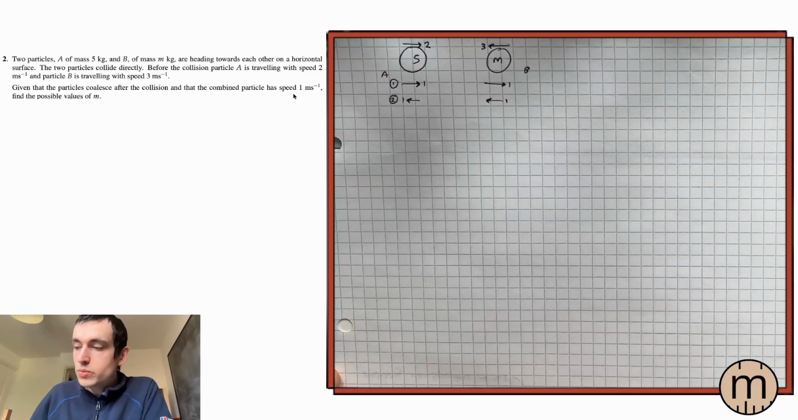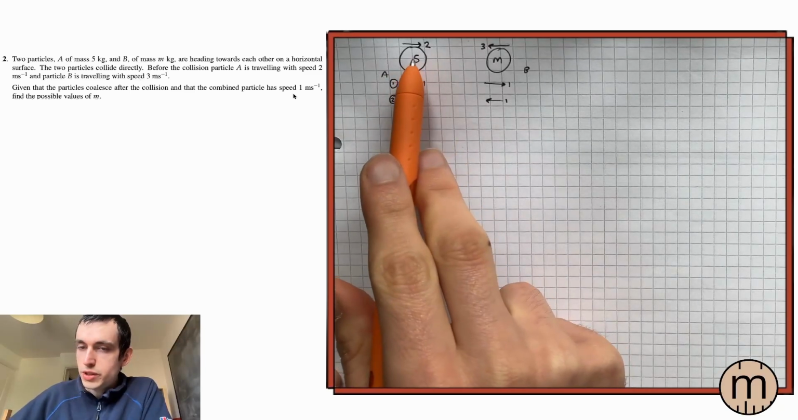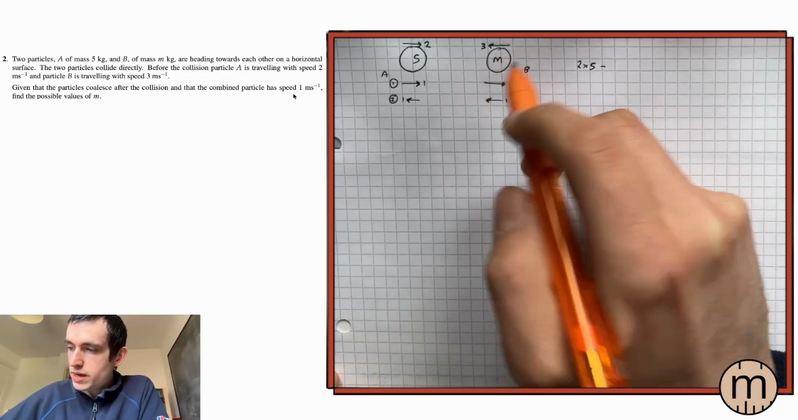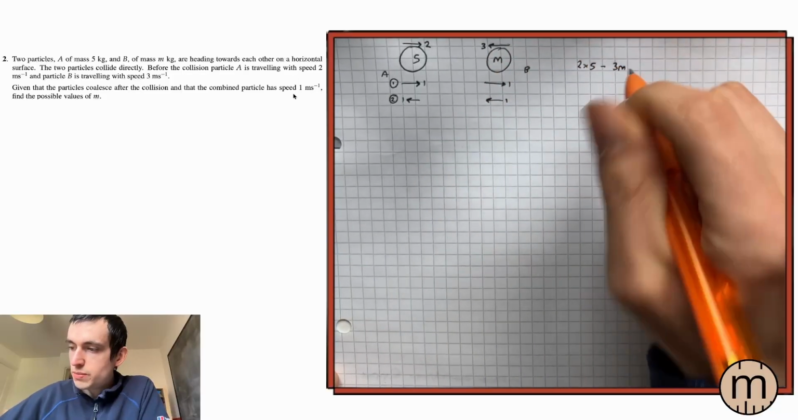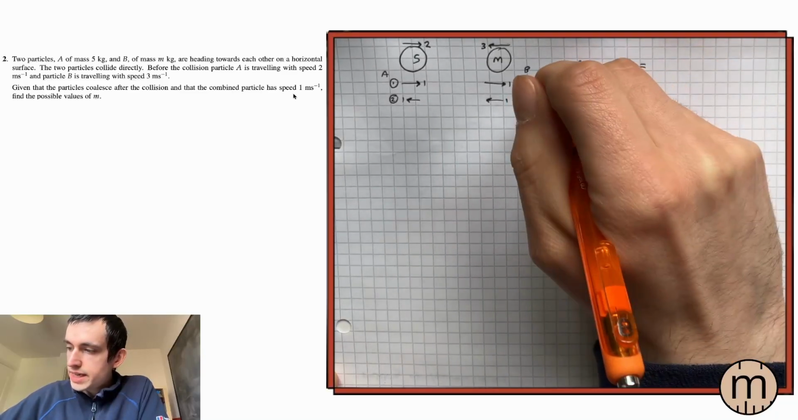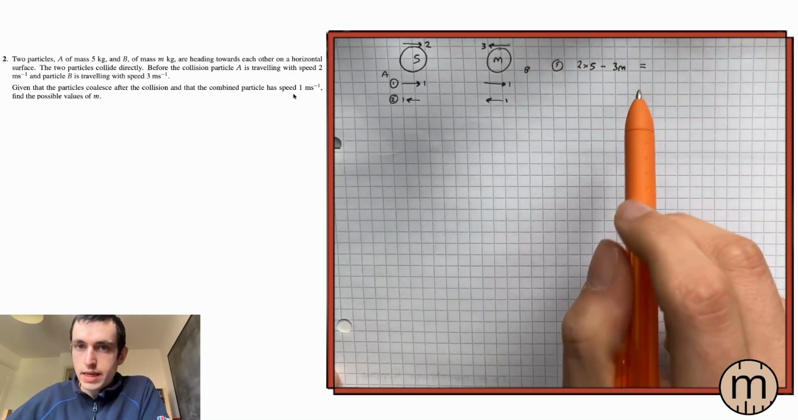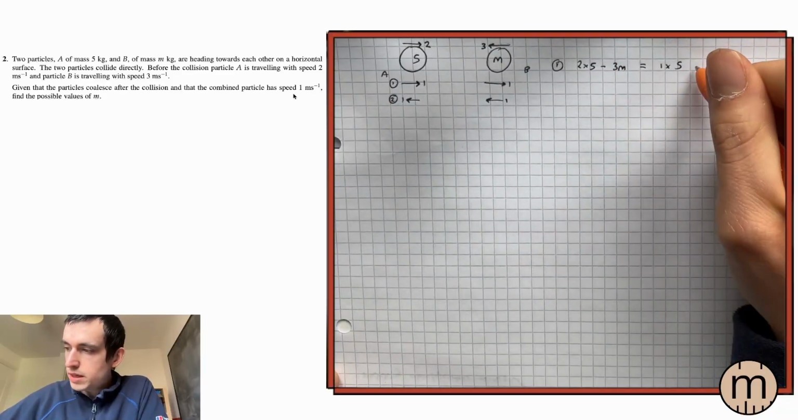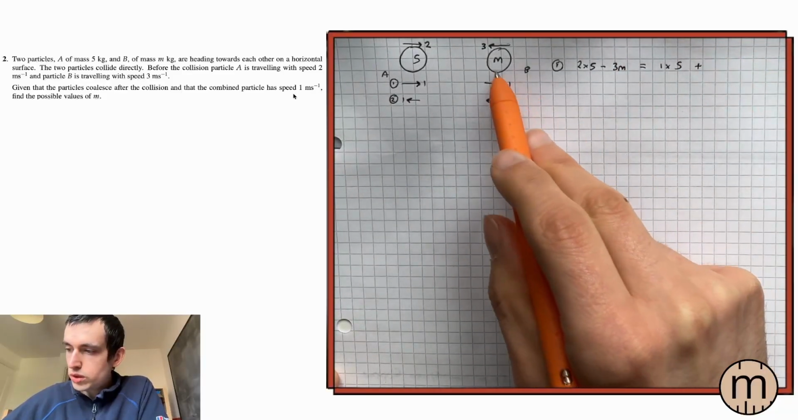Just like question 1, we set out the usual formula. So we do 2 lots of 5. We do 3 lots of m, but I'm going to do minus because it's going towards the left. And in case 1, it should be 1 lot of 5 plus 1 lot of m.